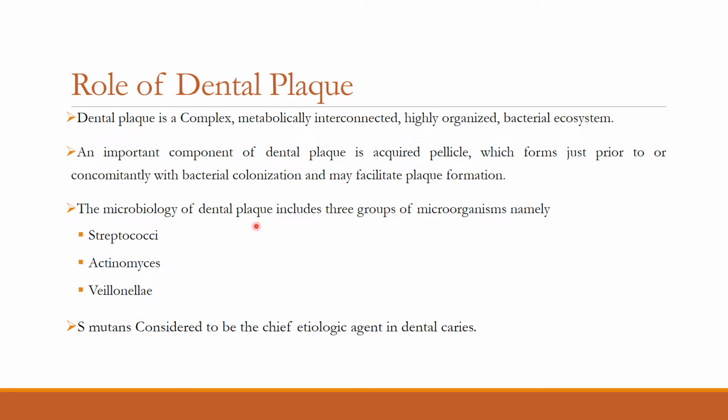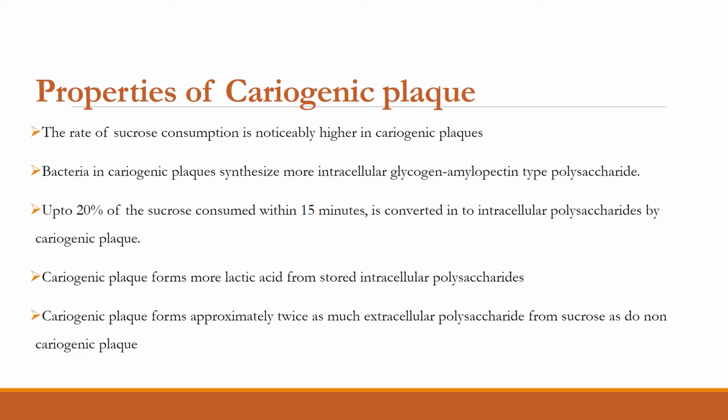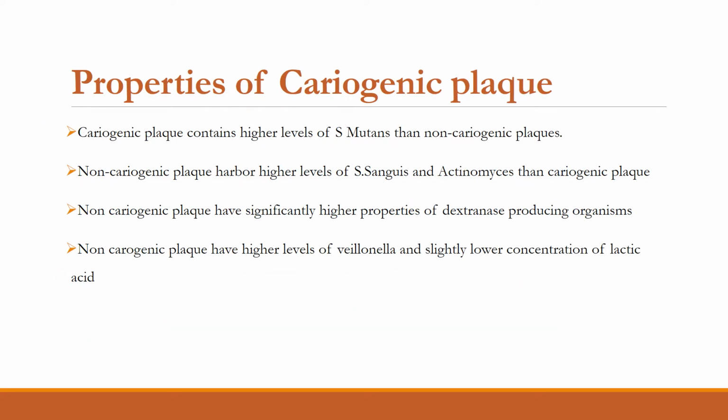The microbiology of dental plaque includes three groups of microorganisms, namely Streptococci, Actinomyces, and Veillonella. Then, Streptococcus mutans is considered to be the chief etiological agent in dental caries. There are two types, extracellular and intracellular. Intracellular is responsible for dental caries. Cariogenic plaque forms more lactic acid from stored intracellular polysaccharide. Cariogenic plaque forms approximately twice as much extracellular polysaccharide from sucrose as non-cariogenic plaque. So non-cariogenic plaque will have intracellular polysaccharide.